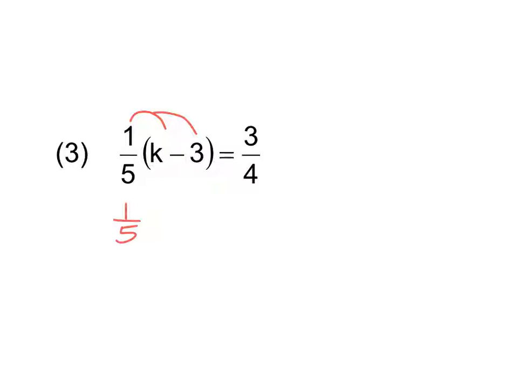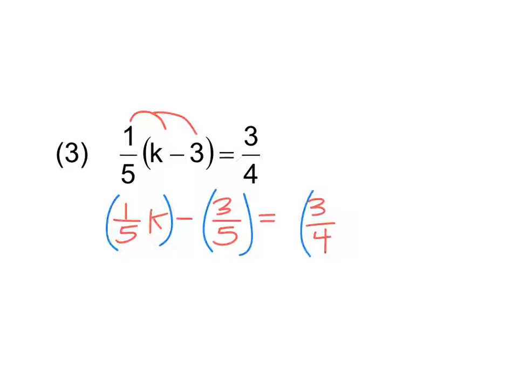So, 1/5 times k minus 3/5 equals 3/4. All right, I'm going to multiply. I want to clear out my denominator, so I'm going to multiply each fraction by what? 20.